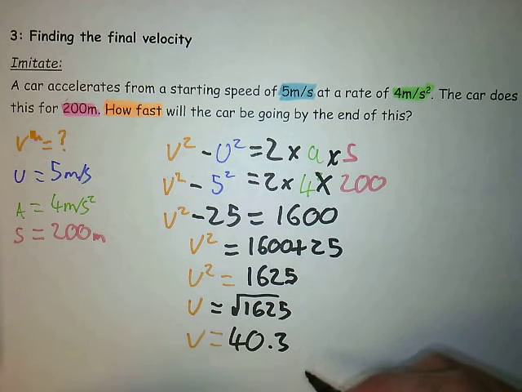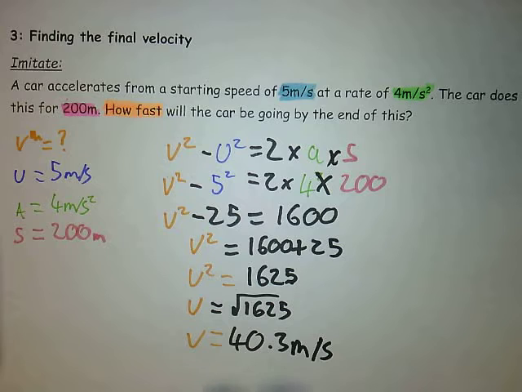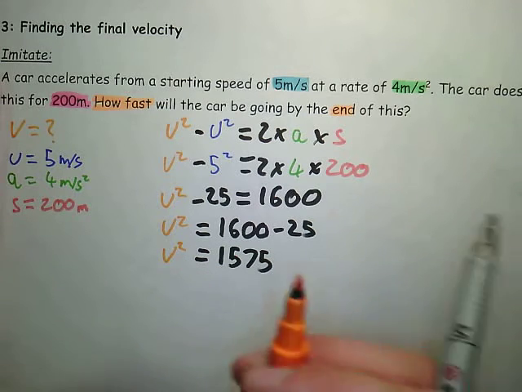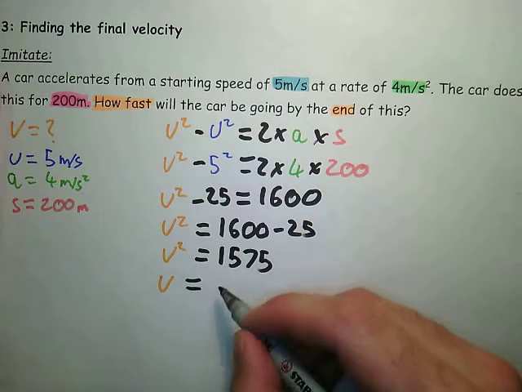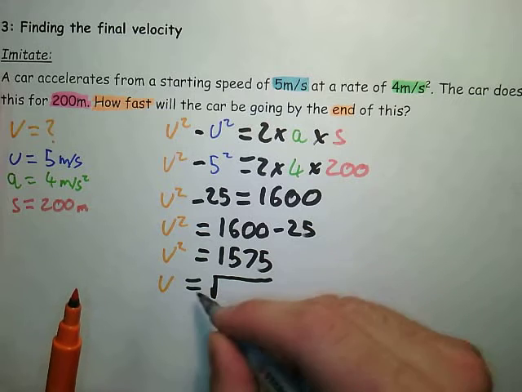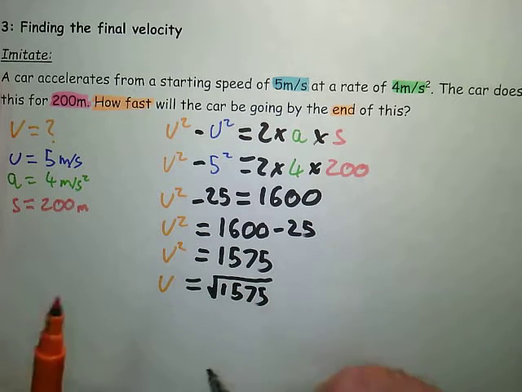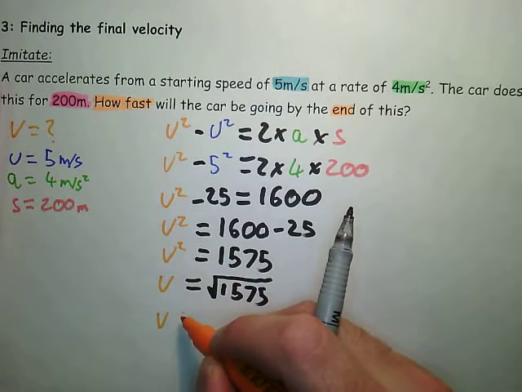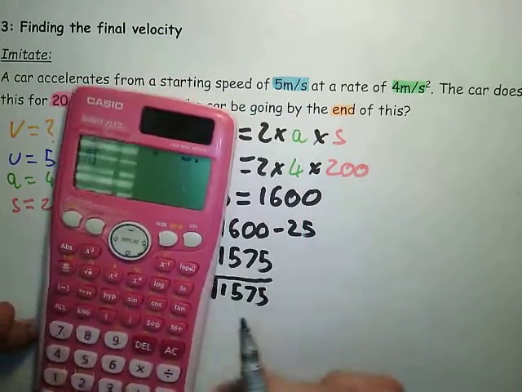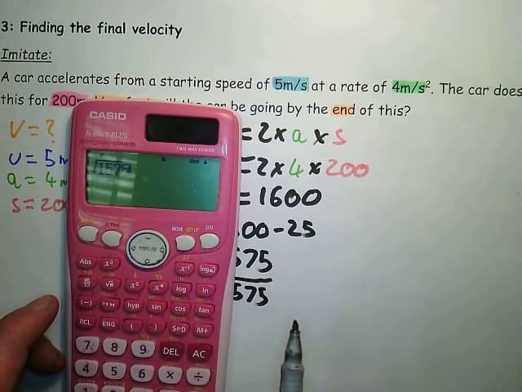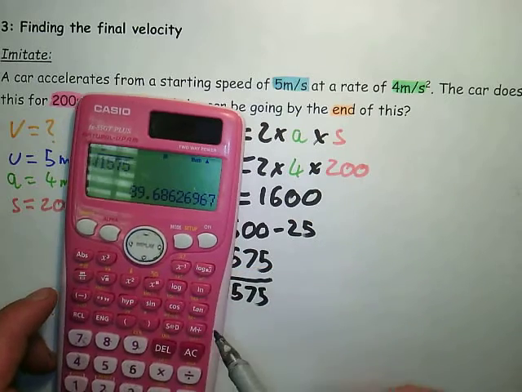Okay, and because it's a velocity, the final velocity is meters per second. So we don't want v squared, we want just v. We want the final speed, not the final speed squared. So what we need to do to that is square root both sides. So our square root's the v squared to v, and we square root 1,575. Okay, so the square root of 1,575 gives us 39.7. We'll round it to one decimal place.